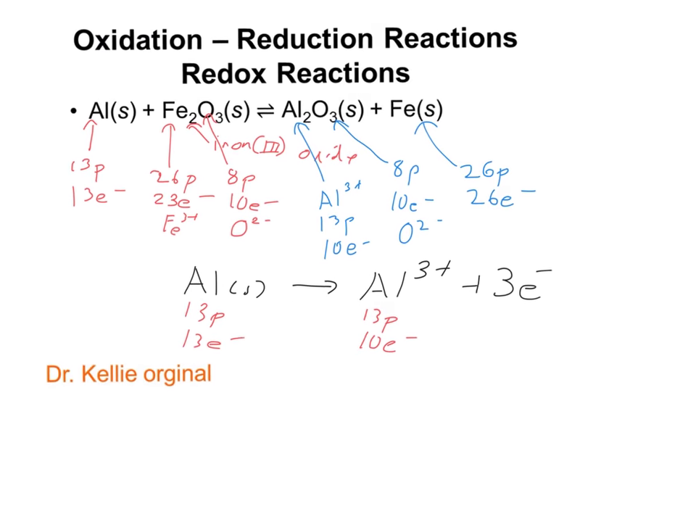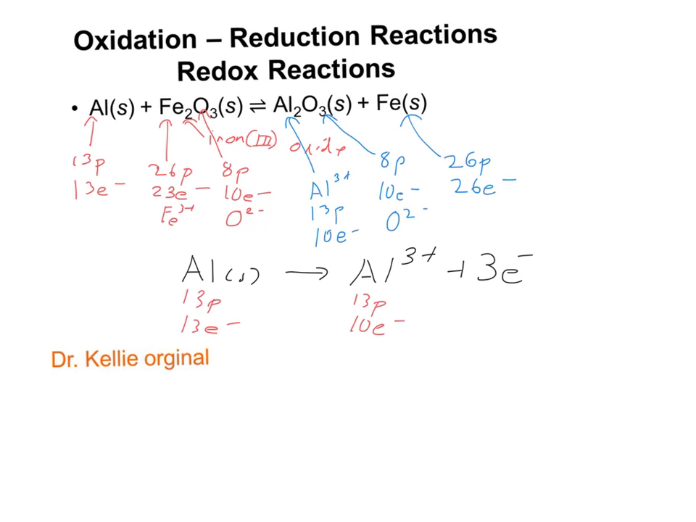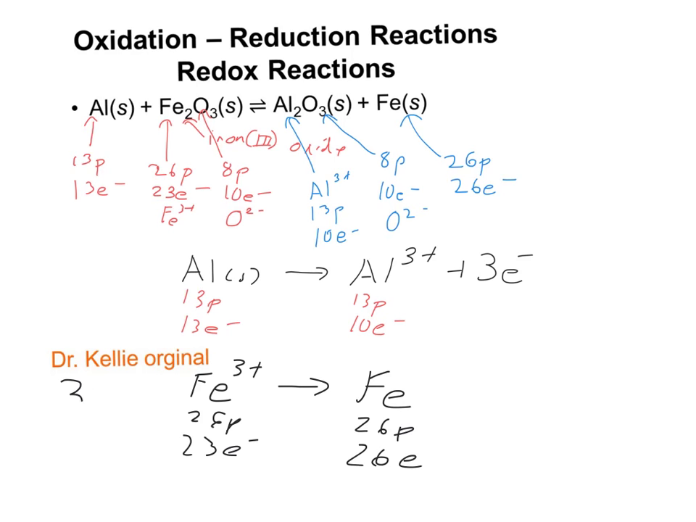Conversely, we had iron in this equation, starting off as iron 3+ with 26 protons and 23 electrons to form iron neutral with 26 protons and 26 electrons. So that means during the course of this reaction, our iron actually picked up 3 electrons from some place.